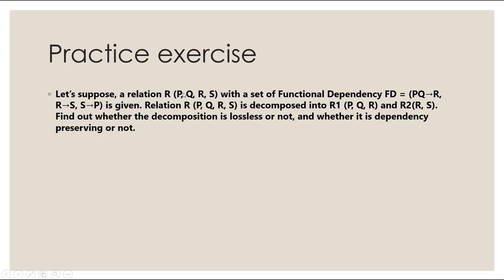It has R, which has P, Q, R, and S. And these are our set of functional dependencies: PQ determines R, R determines S, and S determines P. And we have decomposed R into R1 and R2. R1 contains PQR, R2 contains R and S. We want to see if this is lossless or lossy, and at the same time, we also want to see if we were able to preserve all of these dependencies. So take about 8 minutes or so, and once you're done, you can hit play again.